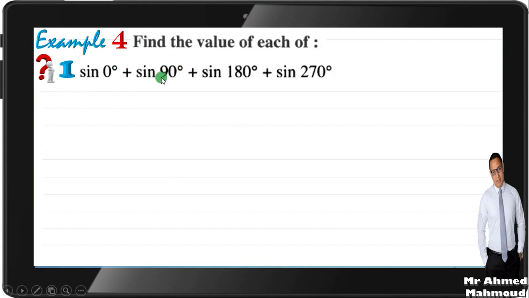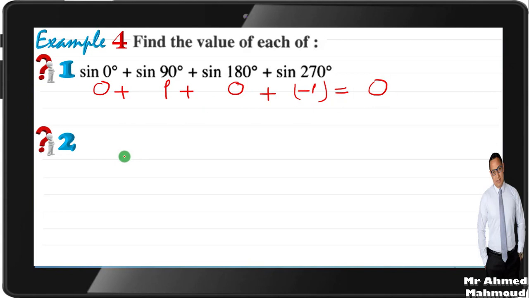Here, find the value of the following. You can use a calculator or you can use a table. It's up to you. Sine 0 equals 0, plus sine 90 equals 1, plus sine 180 equals 0, plus sine 270 equals negative 1. Finally, it's equal to 0.